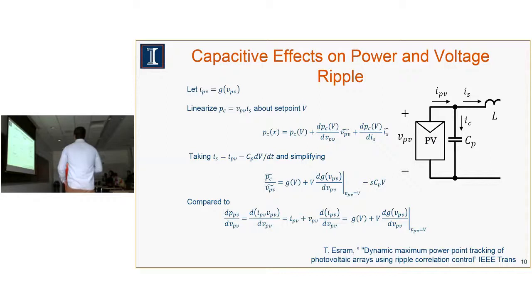And then once you simplify that, you can solve for the two ripple terms, and you get this equation here. So there's three terms here. The first two are the desired terms. These are basically just the derivative of the power with respect to the voltage. But then you have this third term here, which is the capacitive effects added in.